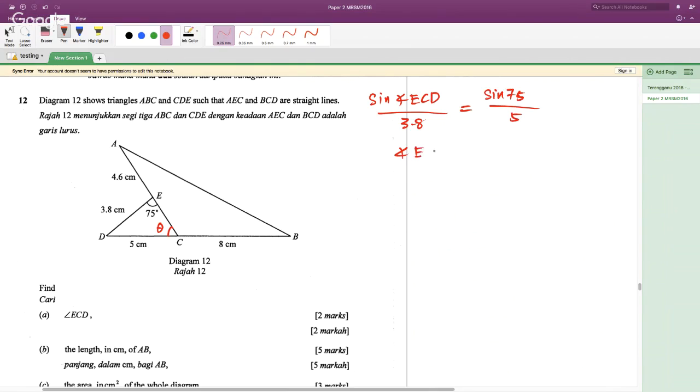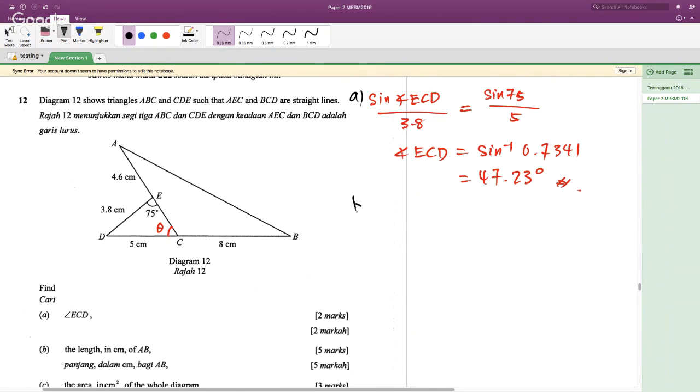So angle ECD equals shift sine. I'm going to do a quick one. Make sure the calculator is in degrees. Sine 75 degrees over 5 multiplied by 3.8, then shift sine gives 0.7341. So my angle should be 47.23 degrees. It's very easy, 2 marks only. This is for part A.